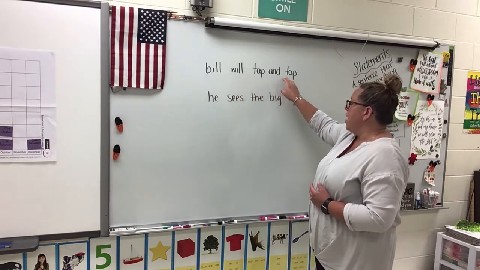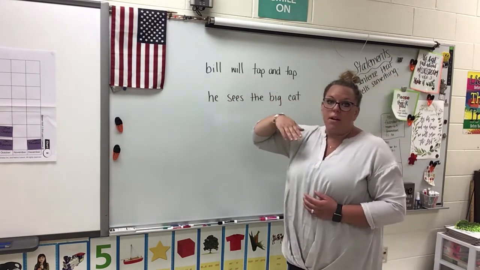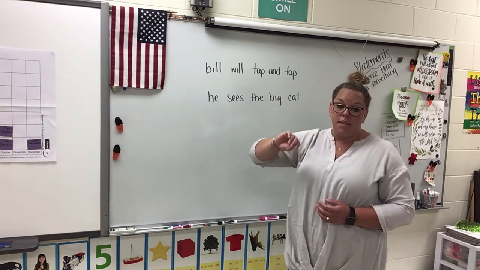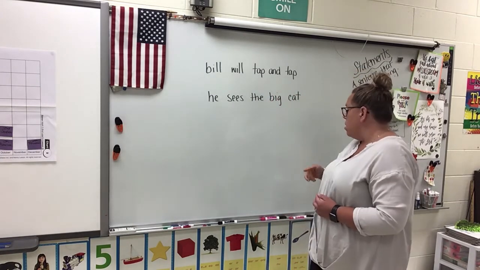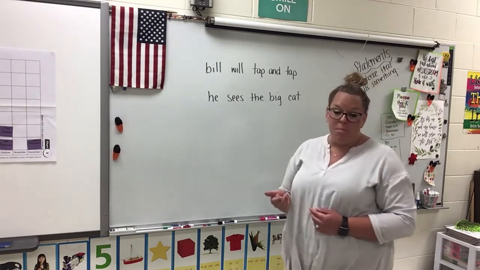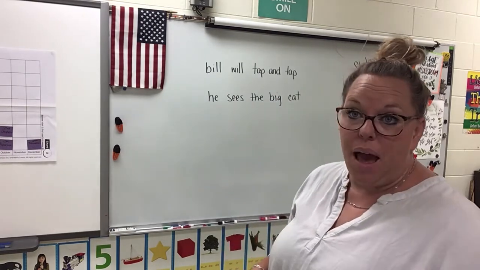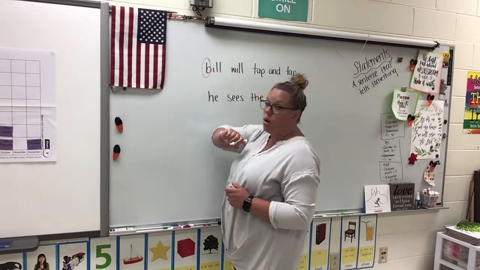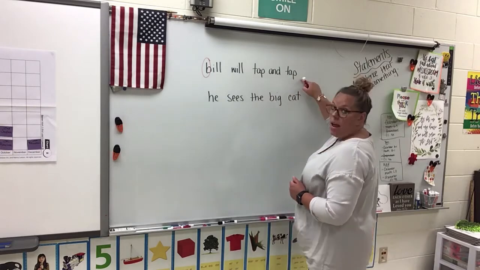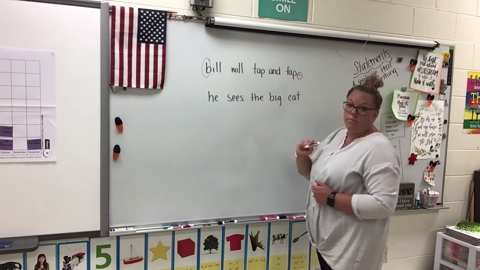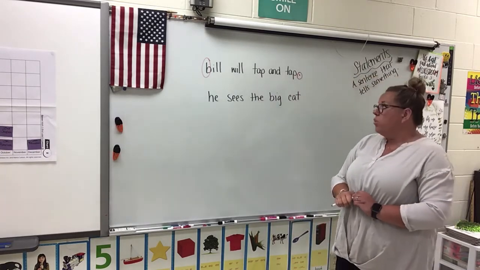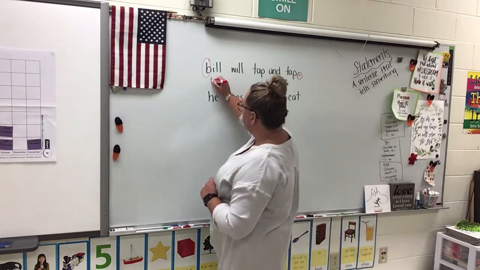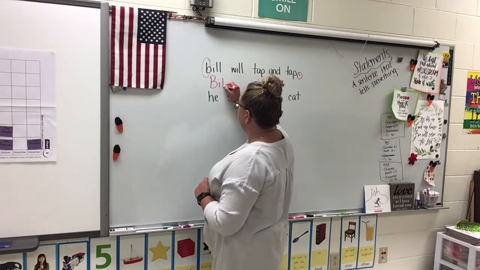Bill will tap and tap. Remember that our sentences need to have a capital letter, they need to have a period, and the sentence needs to make sense. So, Bill will tap and tap. Does Bill will tap and tap start with a capital letter? No, it doesn't. Does it have an end mark? Does it have a period? No, it doesn't. So we need to make sure that we rewrite our sentence. And when we rewrite our sentence, we need to make sure that it starts with a capital B for Bill.